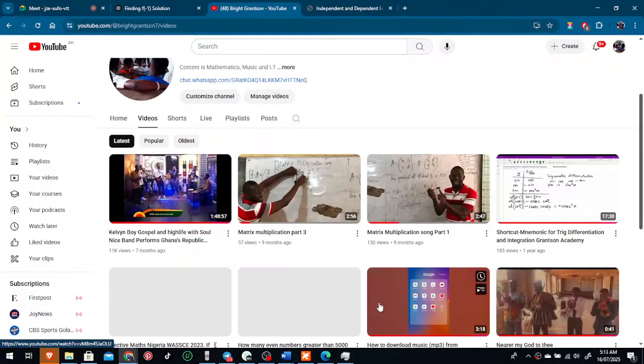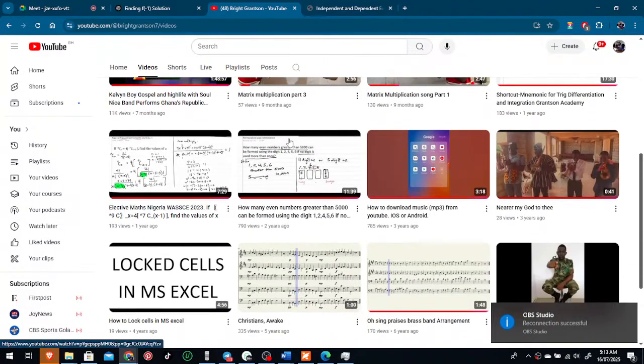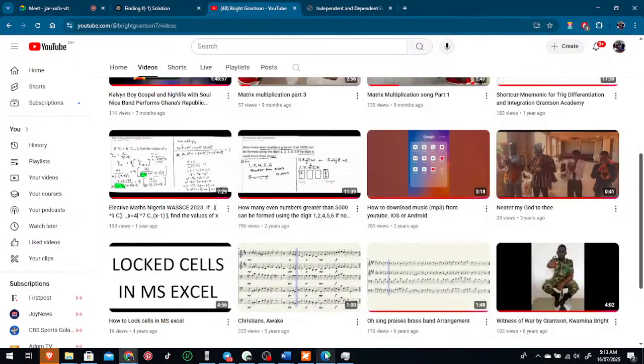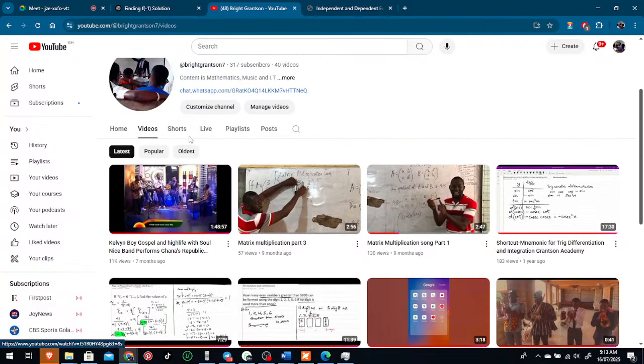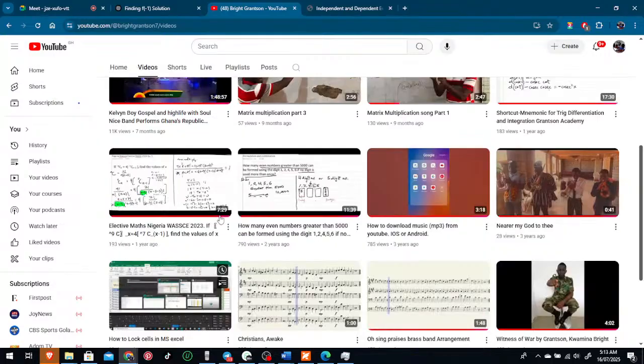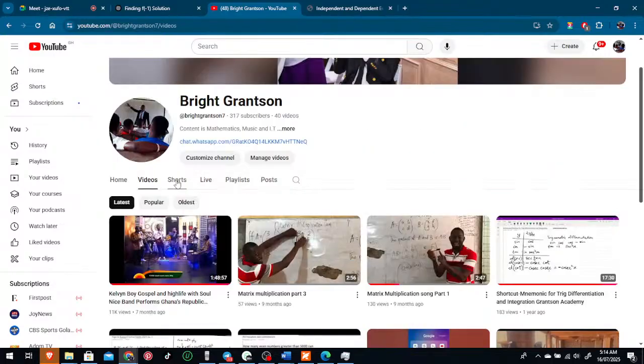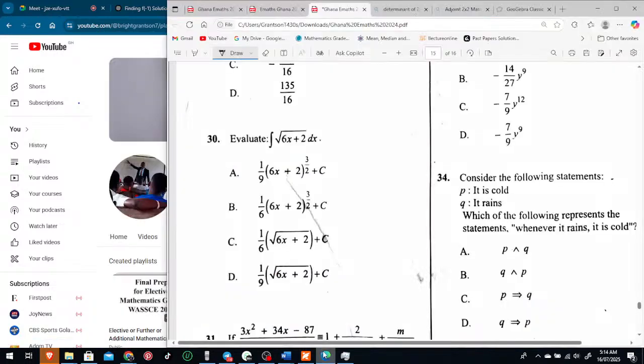Looking at this integration, this is integration by substitution. So we represent the 6x plus 2 by a variable. So my final answer was 1 over 9 into bracket 6x plus 2 power 3 over 2, plus c.